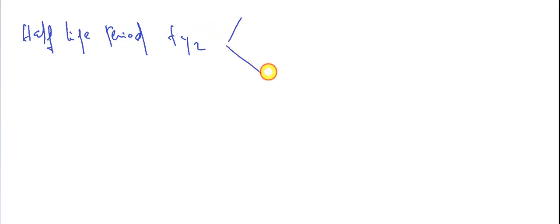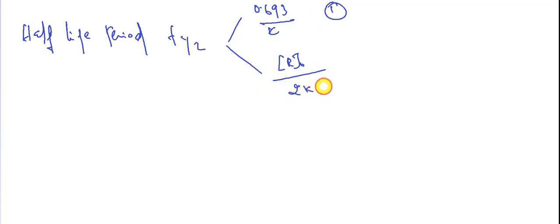So T half for a first order reaction is 0.693 by K. For a zero order reaction, it is the initial concentration R naught by 2K. So this is for zero order reaction. Got it? I think this is enough. Then we can get into the numericals now.